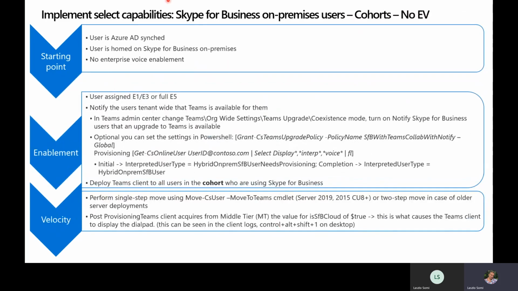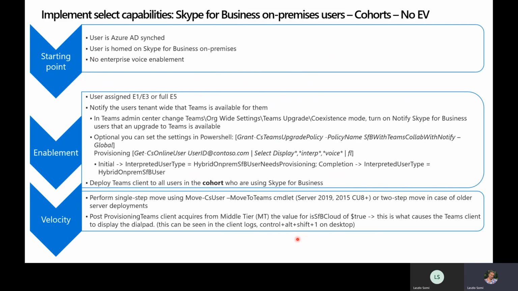Same scenario using cohorts. Our starting point is exactly the same. We assign the appropriate licenses for the users. We notify them. In this scenario, I notify them organization-wide because my cohorts are going to follow each other rapidly. I can monitor my provisioning looking at the interpreted user type, and I deploy the client based on the cohort or to all users at once, and their upgrade will happen at a separate time frame. Single step move or two-step move, depending on what version of on-premises server environment you have.